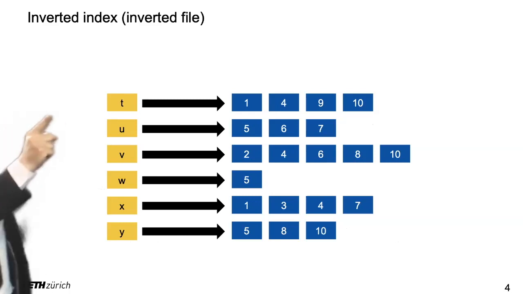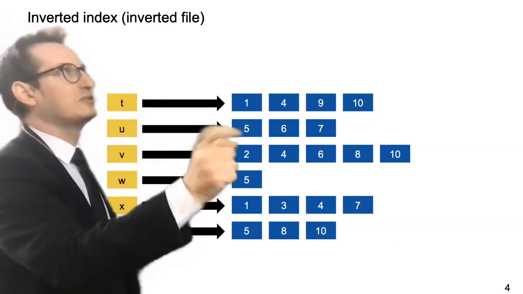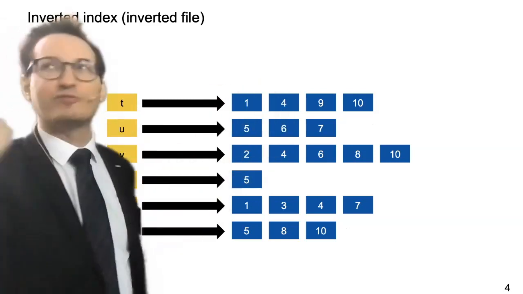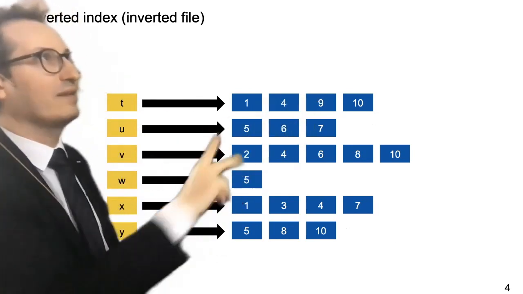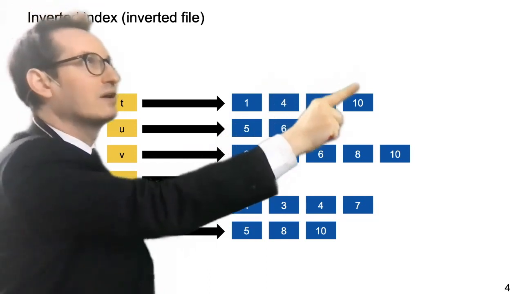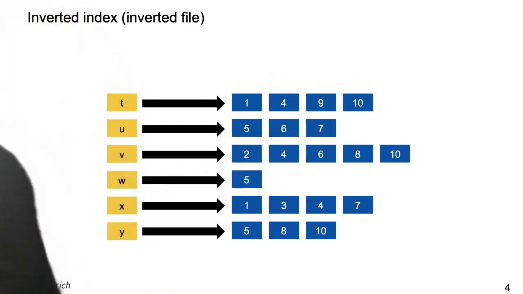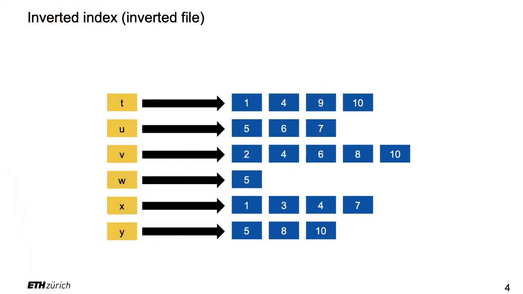So term T is in documents 1, 4, 9, and 10. Before, in the matrix, we would have had zeros everywhere except in 1, 4, 9, and 10. Now we explicitly have a list of integers right there. By the way, the fact that this is a list of integers makes it quite cool to study, and we'll spend an entire week on this notion of lists of integers, but we are keeping that aside for now. This is an inverted index.